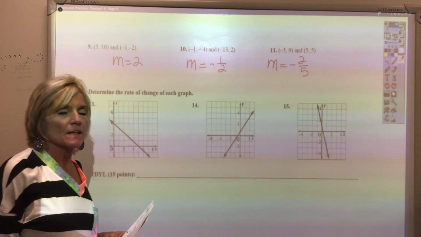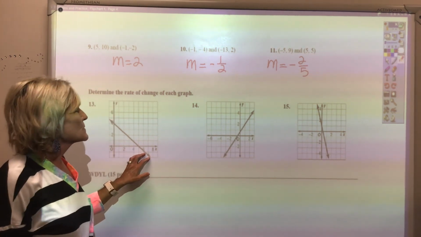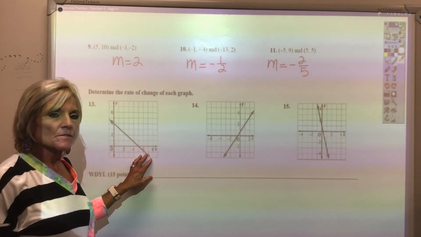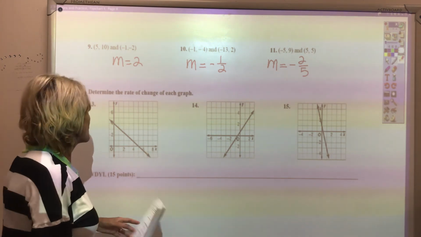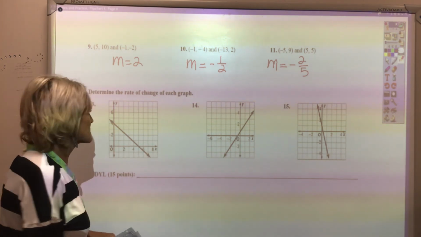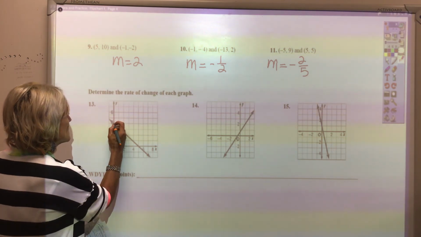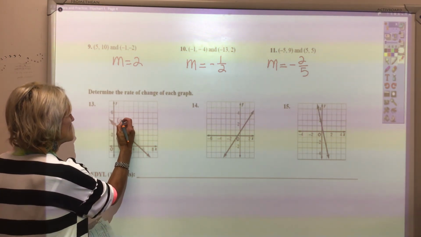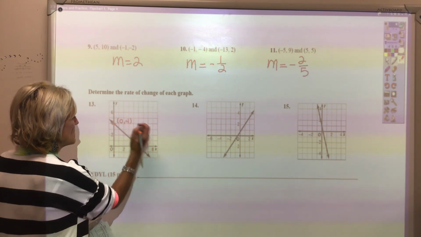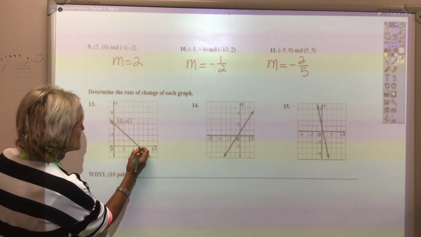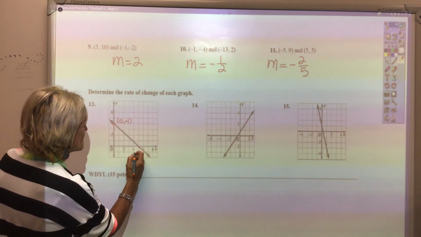Now we're actually going to take the graphs and determine our slope. So what you do is you find a couple points. There's a point here at 0, 4. And there's a point here at 5, 0.